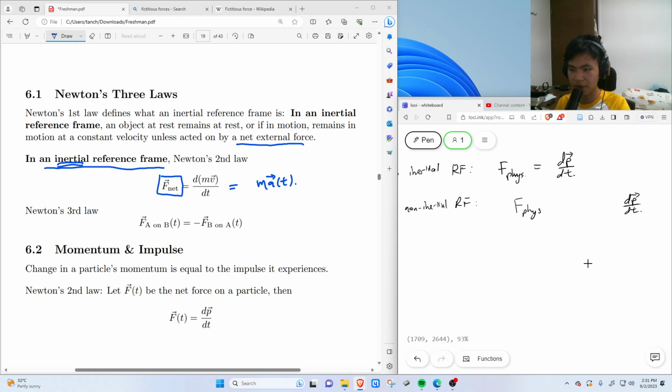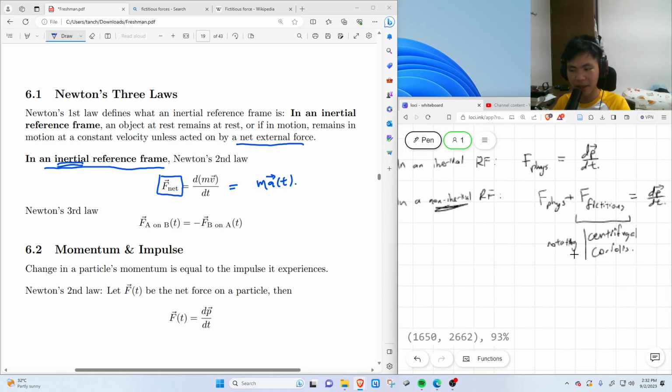I have to modify Newton's second law for non-inertial reference frames to include something known as fictitious forces. Examples of fictitious forces are the centrifugal force and the Coriolis force. These are just two examples that appear when you're in a rotating reference frame, and we'll talk about this in the future.